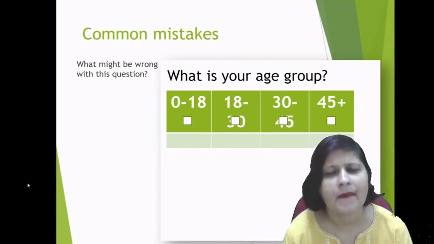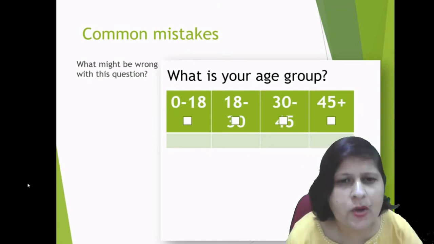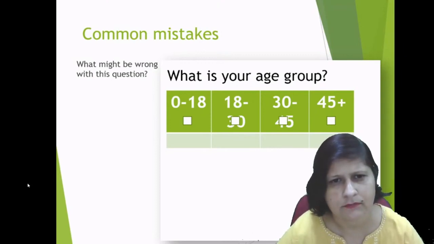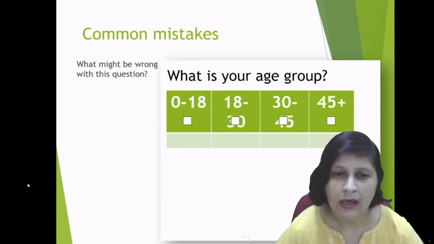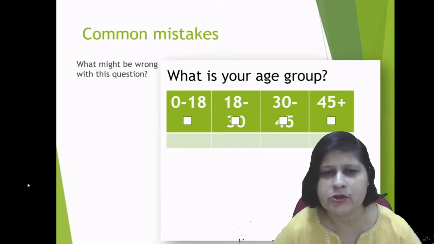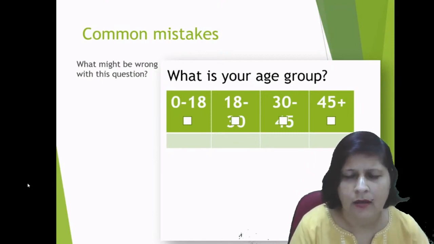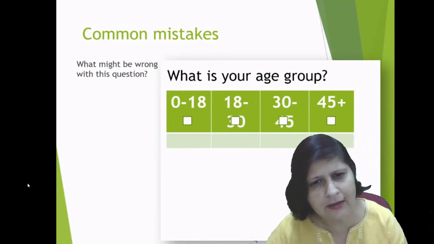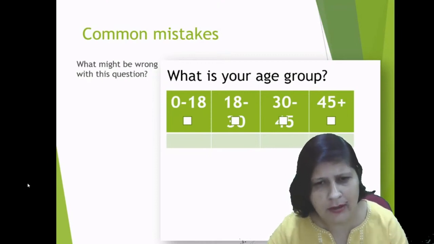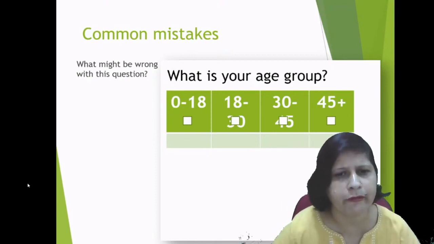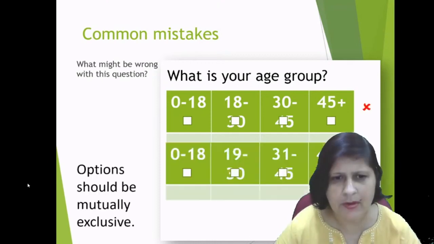Right? So it should be mutually exclusive. 30 or 31? If you are 30 years, 6 months old, then choose 30, 18 to 30. If you are 31 plus, then 31. If you are 31 or more than 31, then choose 31 or 31 to 45. These are the common mistakes.